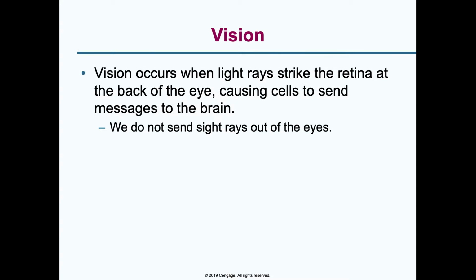Okay, so let's start off with a basic idea of what vision is. The simplest way to put it is, vision is a detection of light. It occurs when light actually enters your eye, and these light rays strike what we call the retina, which is located in the back of your eye. In doing that, it causes some cells to send messages to the brain where we perceive the object that we're looking at. And we say, okay, that's this, for example.